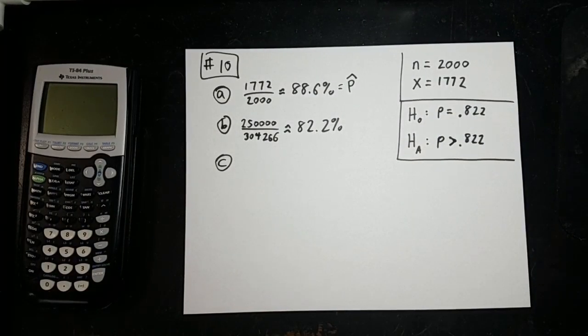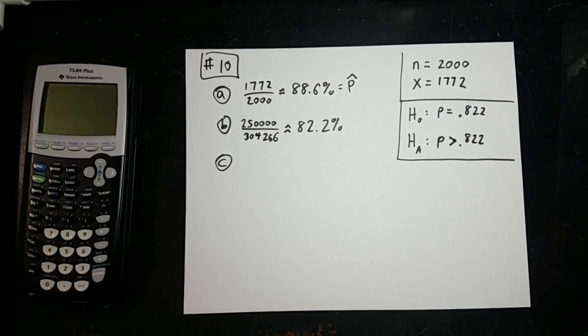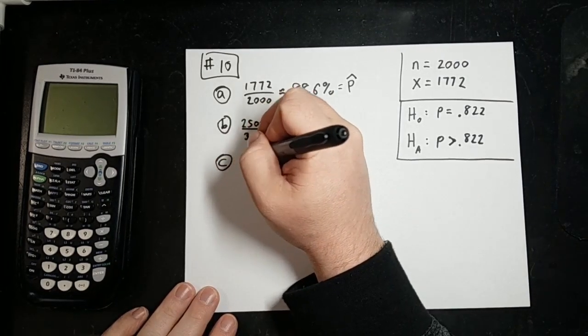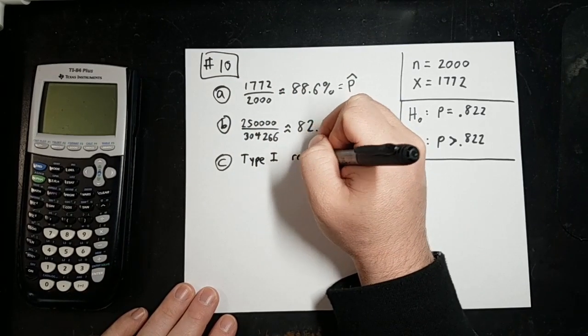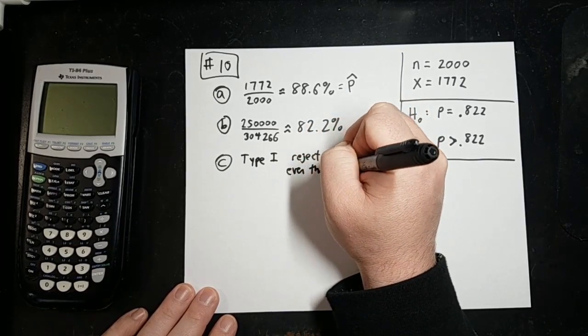Your null hypothesis has to be p is equal to 0.822, meaning nothing's going on. The petition doesn't have to be filed. There's not enough evidence to show that they met the minimum criteria. The alternative being, no, they did. They met it. They exceeded it. They have evidence to show that they did. The evidence is this 88.6%, which we'll deal with in a moment. Part C. A type 1 error would be rejecting the null even though true.